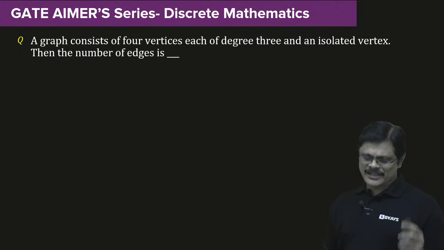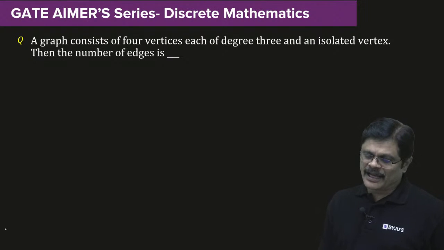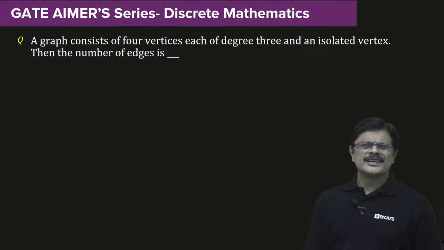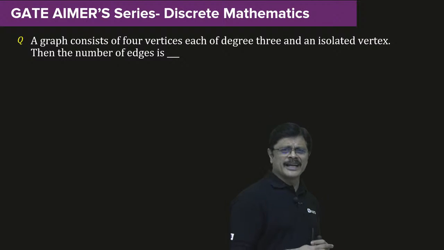Okay, let us take this problem, my dear friends. Now let us take the following problem. A graph consists of 4 vertices, each of degree 3, and an isolated vertex. Then the number of edges is? Simple, direct. See, this fundamental theorem you use many number of times in GATE, my dear friends.